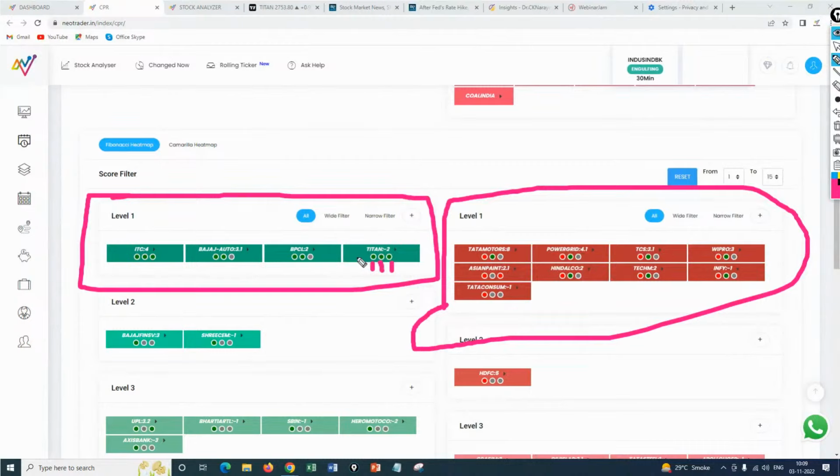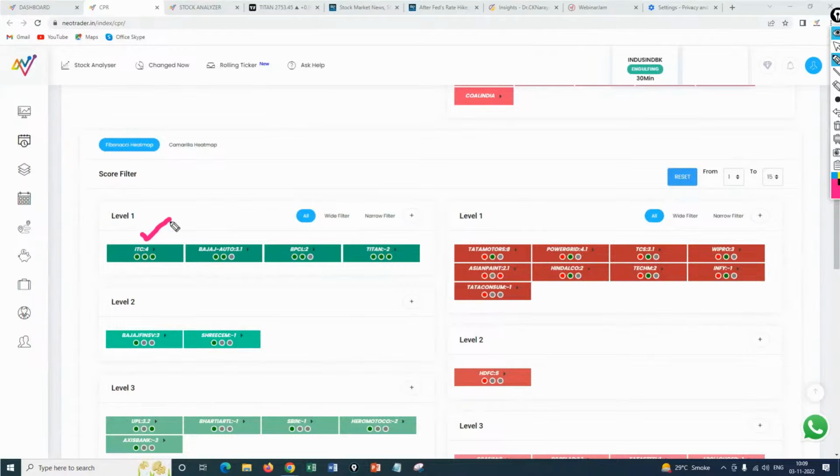Here you have two green dots. This is bullish only in daily and weekly. Here we have all three green dots: day bullish, week bullish, month bullish. Like how they say grandfather, father, son. Here in ITC, all time frames are bullish. Titan also, all time frames are bullish. Here any two, like the father and the son is bullish, but the grandfather is not. So that way, now from 4, we got 2 stocks.